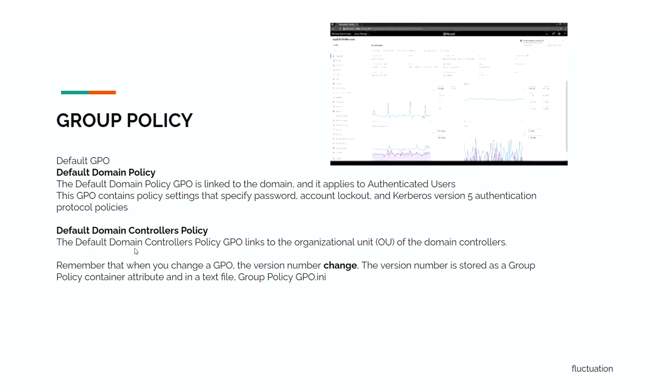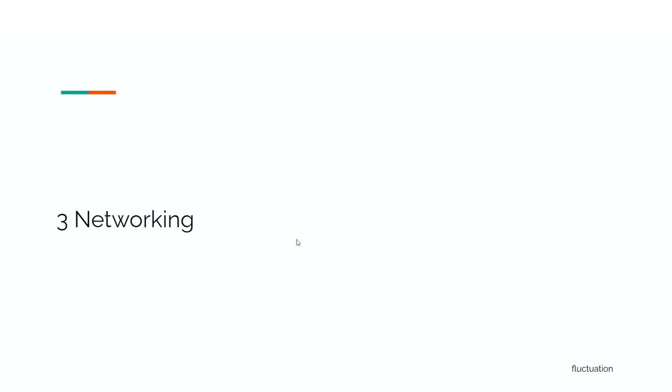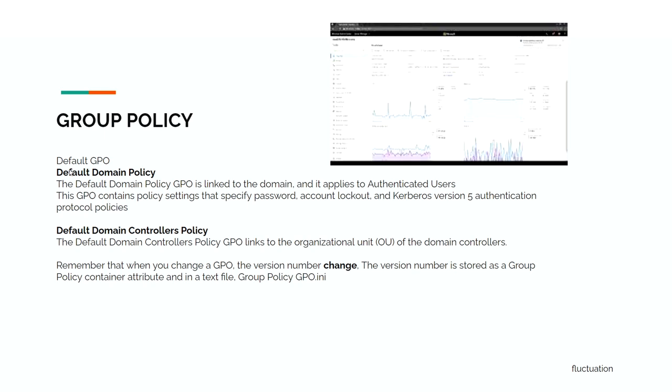Okay? Remember that when you change a group policy, the version number changes. The version number is stored as a group policy container attribute and in a text file, gpt.ini. Okay? Remember that. So, default domain policy, okay, and default domain controllers policy. And they are linked to the OU of the domain controllers, okay? This is very, very nice. And the other one is for all the authenticated users, okay?